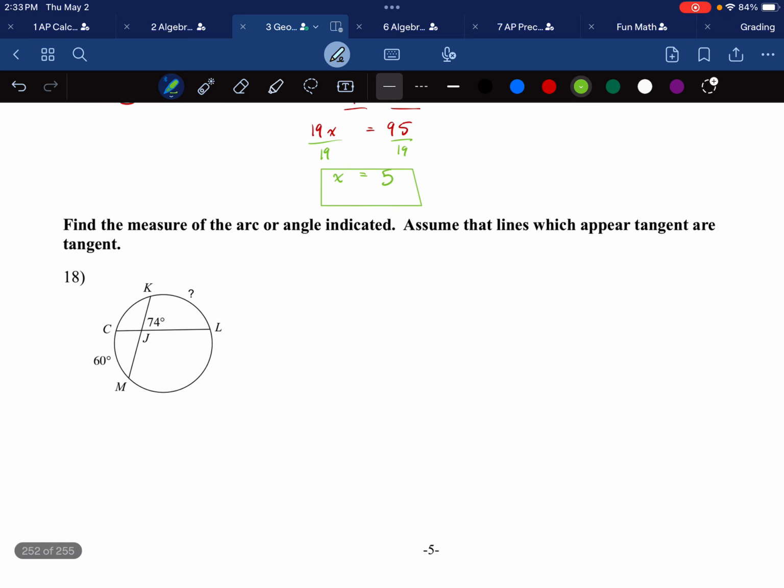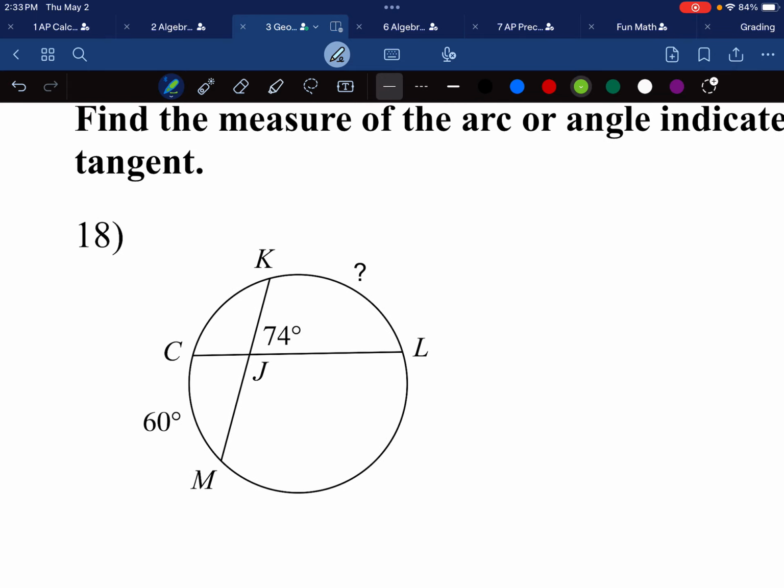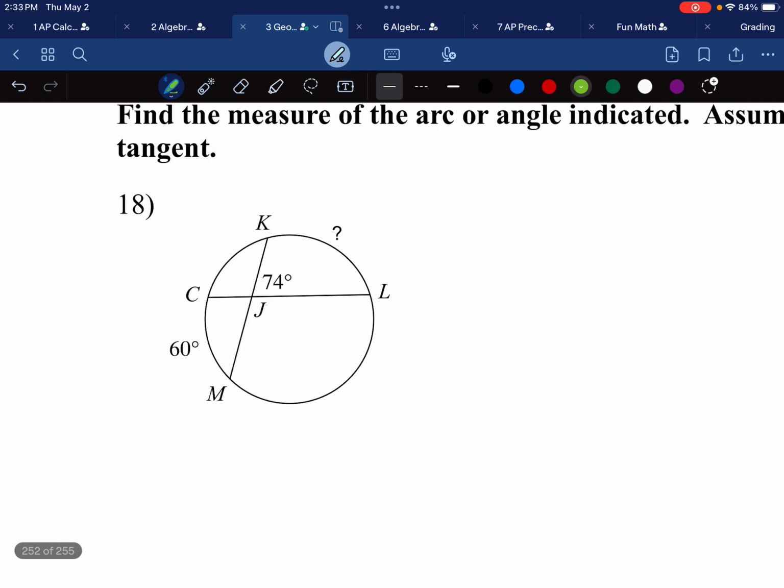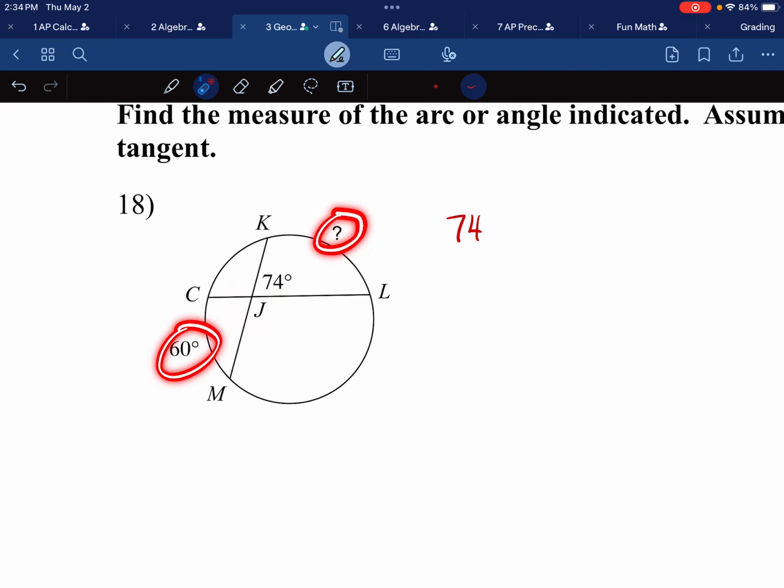All right. Number 18. Okay, yeah, these are chords, intersecting chords. So the way that I've always remembered intersecting chords is these two angles are the average of this angle and this angle. I don't know if that's what you guys would like to remember, but that's how I remember it. So I'm going to say that 74, which is this angle, which is also the same as this angle, they're vertical angles, so they're the same angle, is the answer to the average of these two.